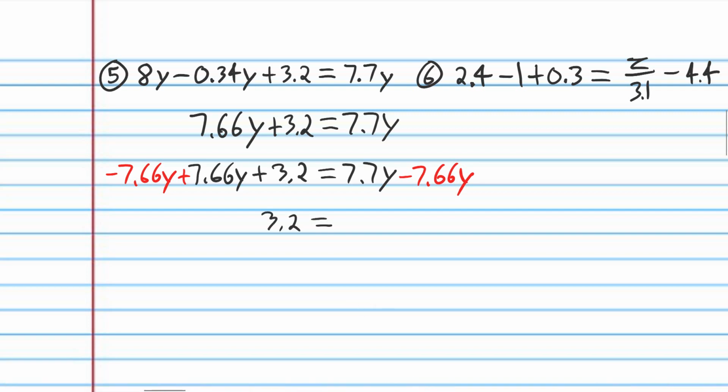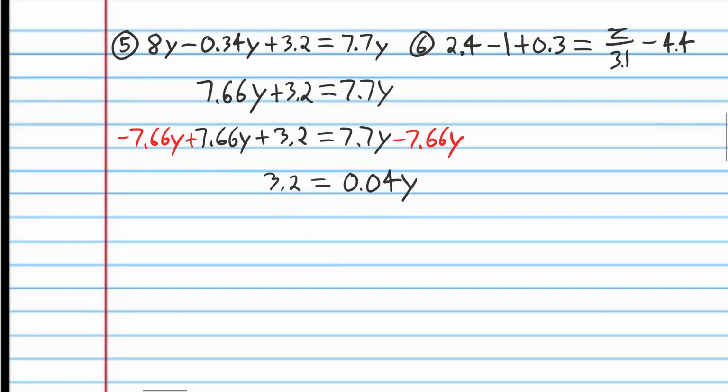So in my calculator, I'm going to enter 7.7 minus 7.66, and I get 0.04y. I probably could have done that in my head, but I've got my calculator right in front of me. It's just so much easier to do it with the calculator at this point.